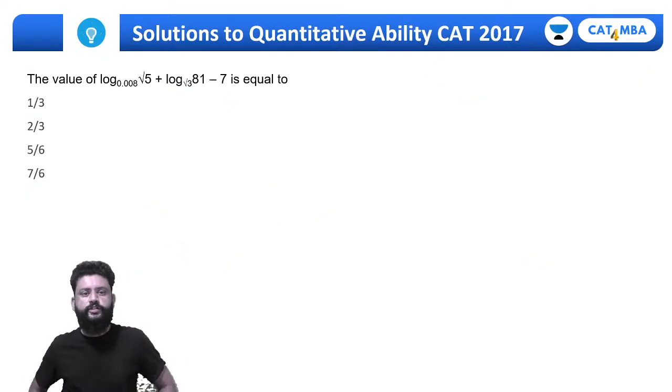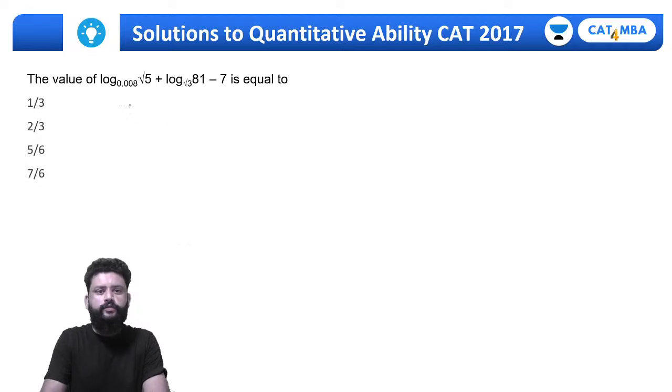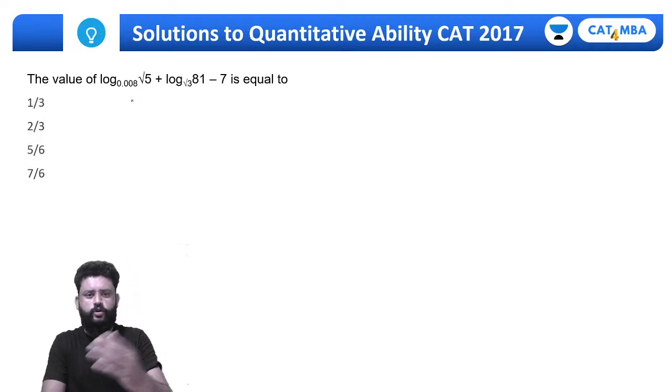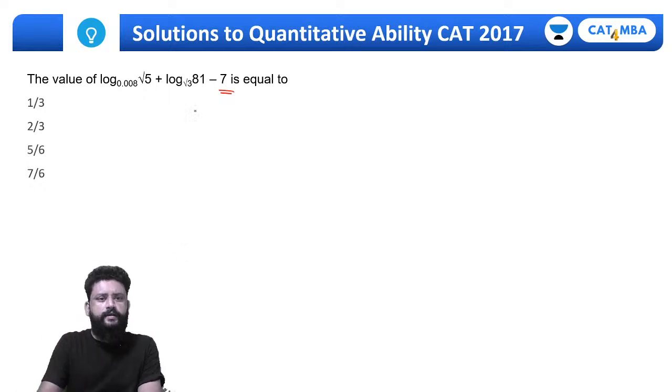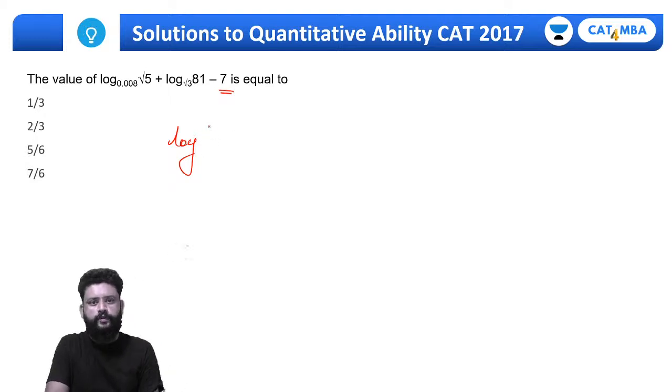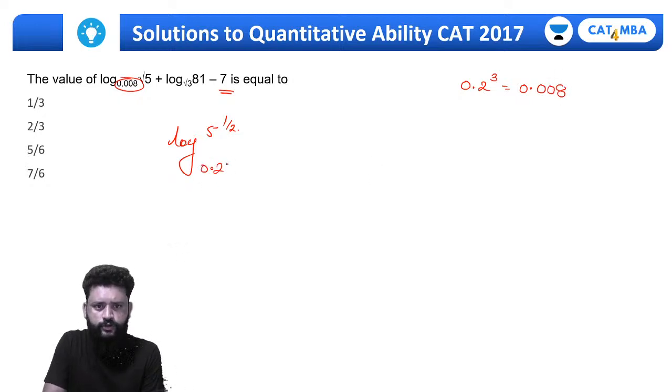Move to the next. Try for this. The value of log of this one. Let's solve it directly. What we can do, this is 7, we just have to adjust these values. Can write this as log of 5 to the power half to the base. This is 0.2's cube, right? 0.2 cube is 0.008. 2 cube is 8, right? So I can write this as 0.2 cube.